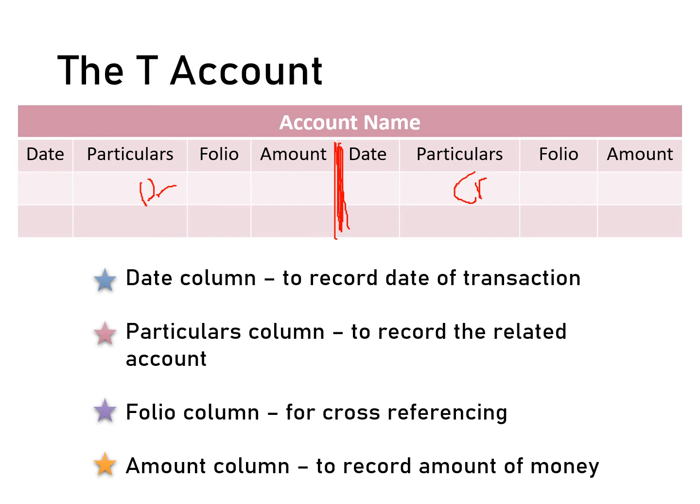In the date column, you record the date of the transaction. In the particular column, you record the particulars in the account. The folio is for cross-referencing. The amount is to record the amount of money involved.